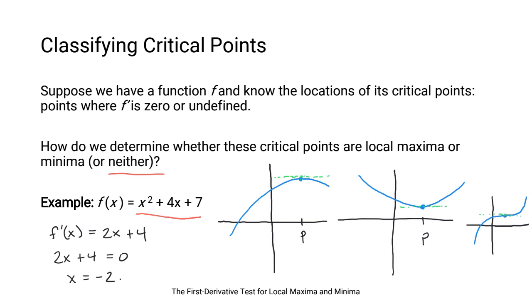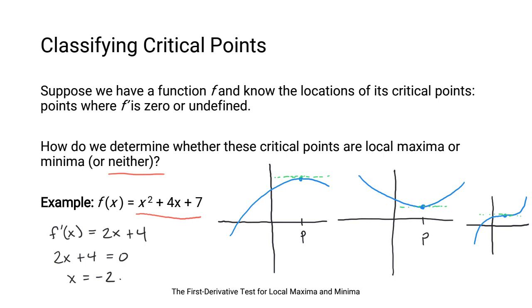But to figure out what kind of critical point this is, we're going to have to think about what the shape of this graph looks like around that critical point. Does the shape look like this, where we have a graph that is rising and then falling? Or do we have a shape like this, where the graph is falling and then rising? Or do we have a different shape, where the graph is rising and then stalls out and continues to rise, or falls and stalls out and then continues to fall?